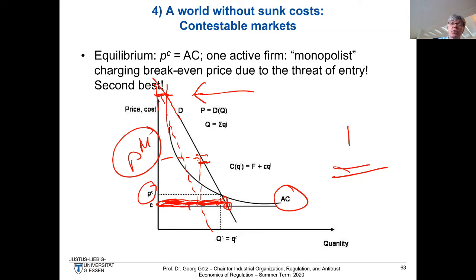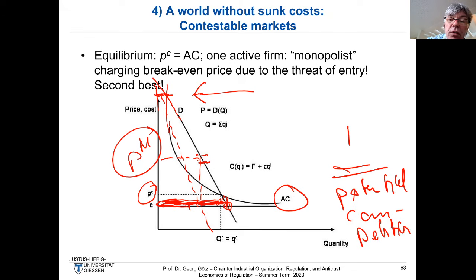In English, in American, you would write it like this, the one. And potential competition. Potential competition is so important. Even though these firms are not active in the market, by their threat of entry, they force the incumbent to charge a price which is equal to average cost.